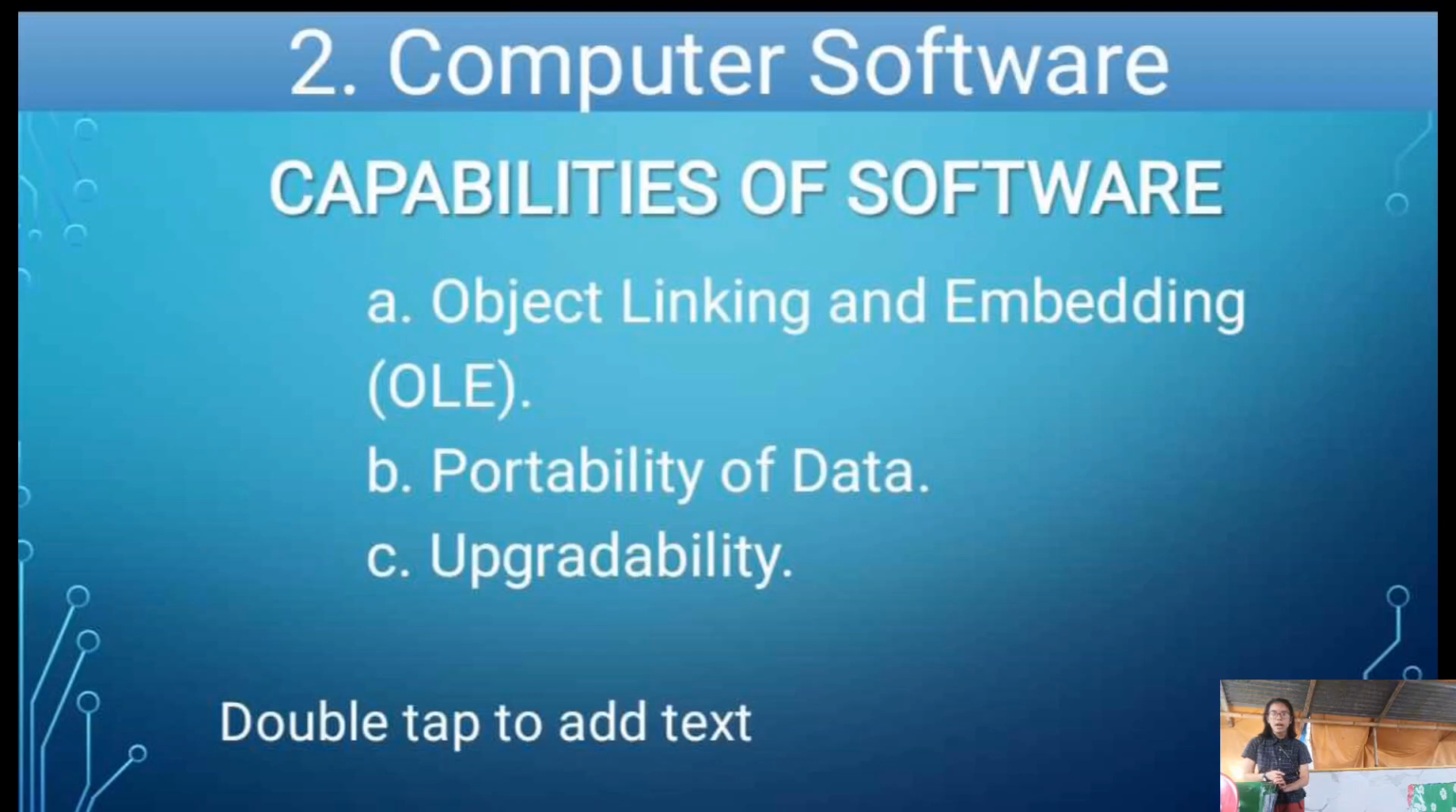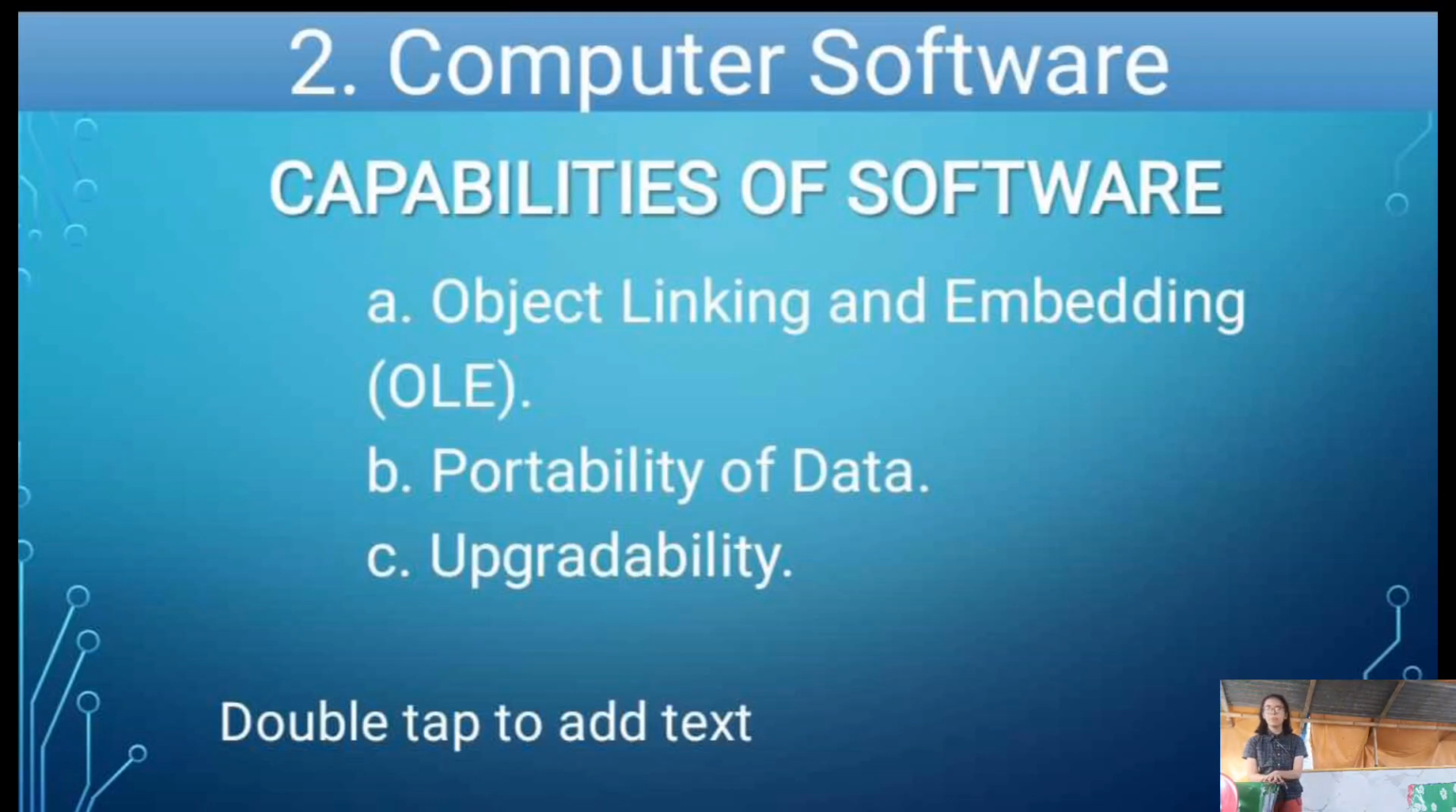Next is portability of data. Portability of data allows data to be transferred over the internet among different kinds of computers. An example is FTP, file transfer protocol. They are the ones that let people transfer data among computers with different capabilities.